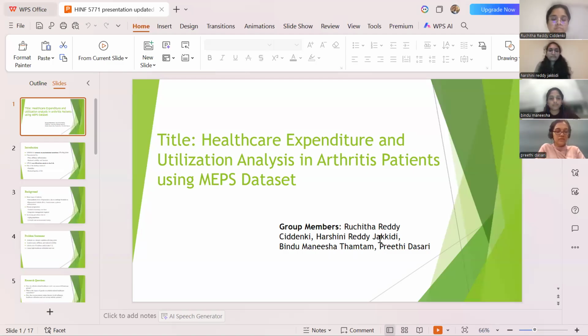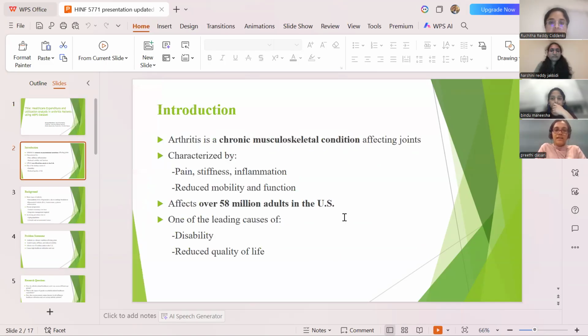Good evening, everyone. Today, we are presenting our final project on the topic healthcare expenditure and utilization analysis in arthritis patients using the MEPS dataset. Introduction. Arthritis is a chronic musculoskeletal condition affecting joints. It is characterized by pain, stiffness, inflammation, reduced mobility, and function. It affects over 58 million adults in the US. It is one of the leading causes of disability and reduced quality of life.